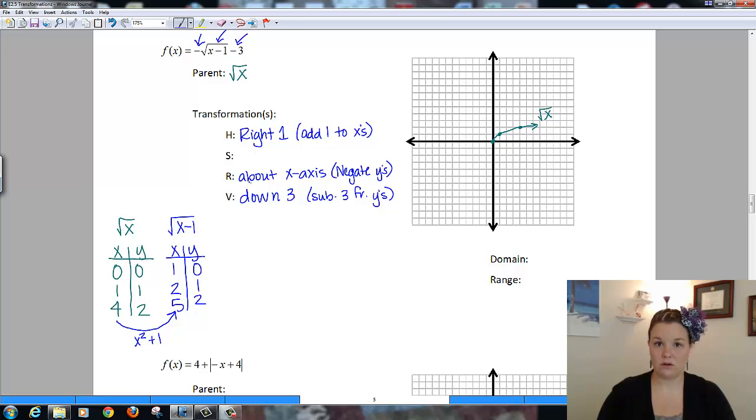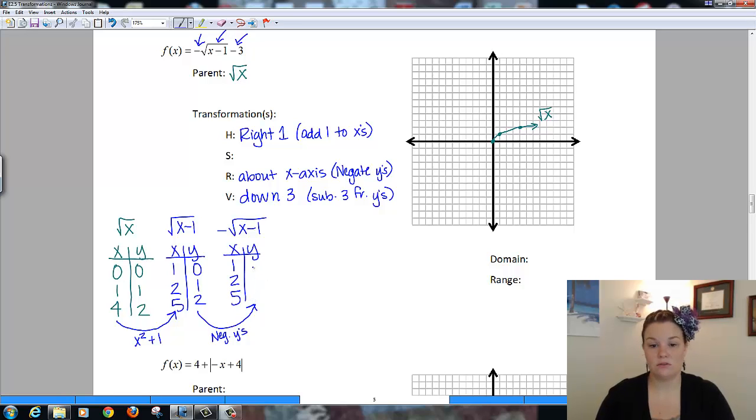The next transformation is my reflection, which is about the x-axis. So that puts my negative on my function. And to modify my table here, I now need to negate my y's. So going from here to here, I'm going to negate my y's. So my x's stay the same, 1, 2, 5, and my y's, I change their sign. 0 stays 0, 1 becomes negative 1, 2 becomes negative 2.